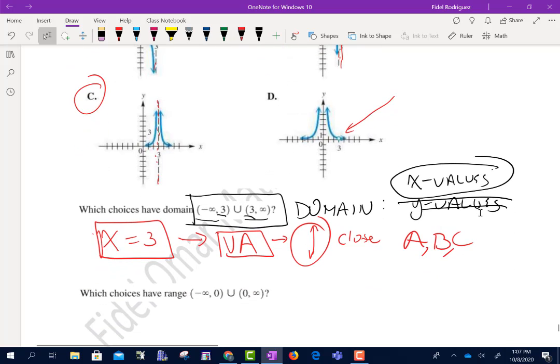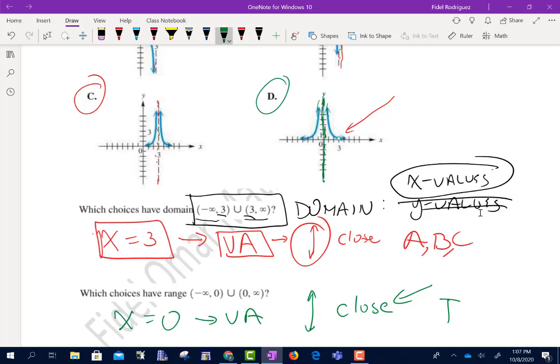Now, look at the next one. Down here it says, which choices have a range from negative infinity to 0 and then from 0 to infinity? That means that x equals 0 is going to be my vertical asymptote. So we're going to have a vertical line where the graph is going to get really, really close to it, but it won't touch it. So you look right here, here's my vertical line, x equals 0. The graph gets really, really close to it, but it never touches it. So this one here would be D.